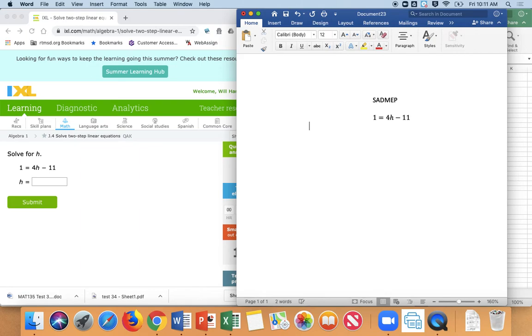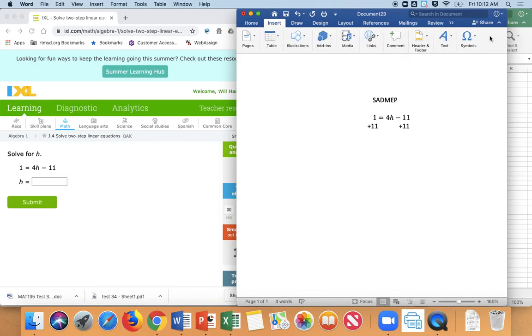So now what I'm going to do is I'm going to add 11 to both sides. Add 11. Okay, notice how I'm lining up my numbers. Okay, so I can clearly see that I'm trying to get rid of the minus 11 and the 11. Okay, by doing that, by adding 11. Now I lined up my 1 and 11, and here we go.